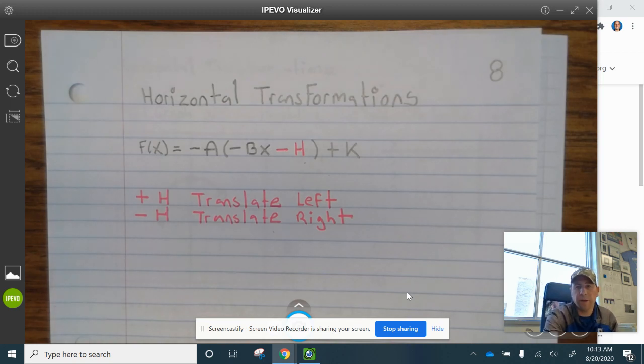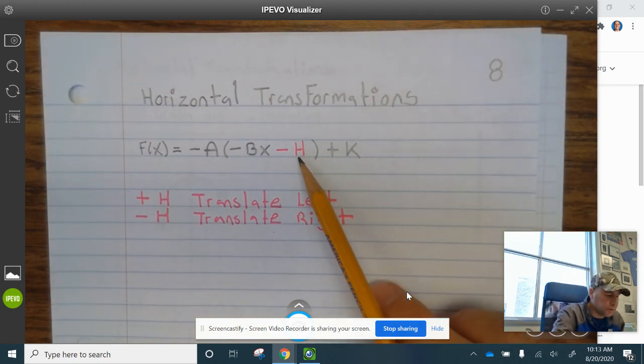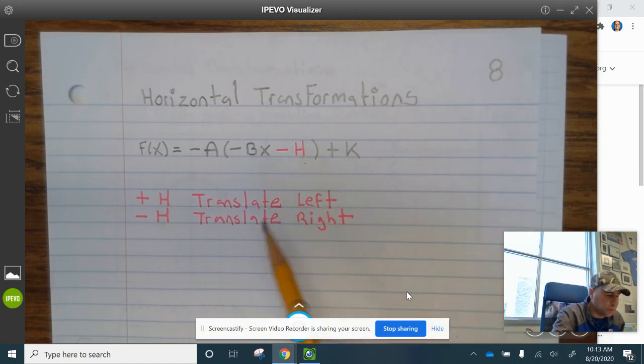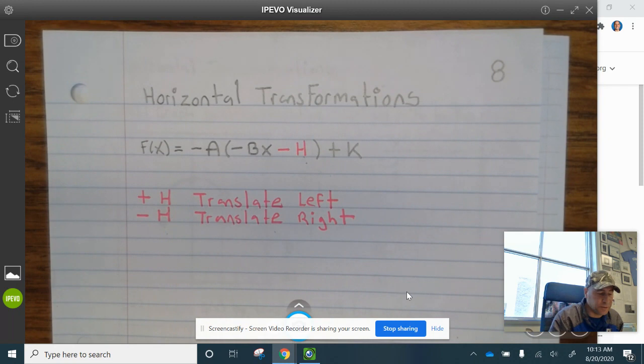Okay, Wildcat. Today we're looking at journal page 8, horizontal transformations. So when f of x equals negative a, parentheses negative b, times x minus h, parentheses plus k, we're looking specifically at the horizontal transformation, which is the h here. So if it's plus h, it translates left. If it's minus h, it translates right.